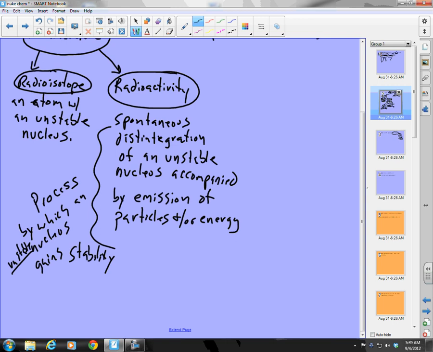So a radioisotope, that is the thing, right? It is an isotope with an unstable nucleus. Radioactivity is what an unstable nucleus goes through, right? It's the process of disintegration. It means the nucleus starts to break apart in some way. And when it breaks apart, what does it do? It emits, it shoots out particles or energy. Good.